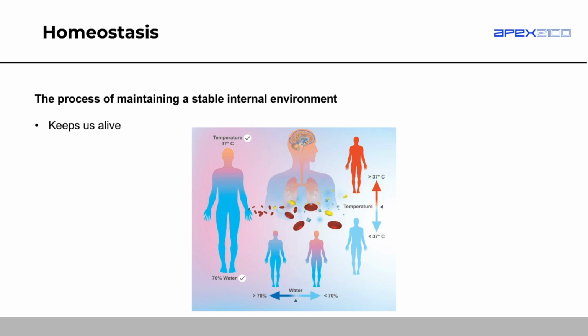Homeostasis is simply defined as the process of maintaining a stable internal environment, and without this, we would not be alive. So our body always tries to regulate our internal environment, whether that's our internal temperature, whether it's the amount of oxygen that's being delivered around our body. Our body will attempt to keep everything within very, very close parameters and keep everything normal. That's basically what homeostasis is.